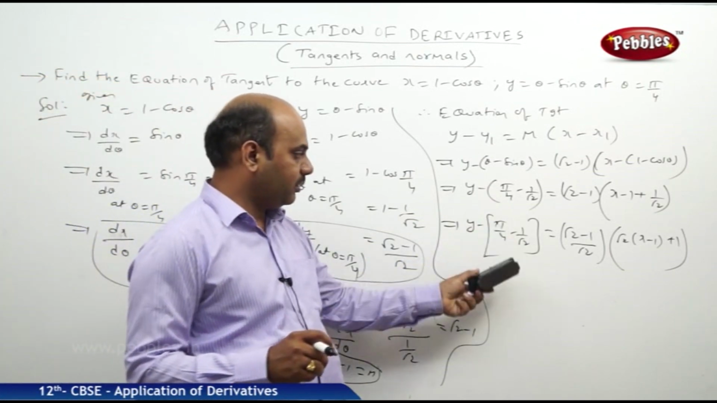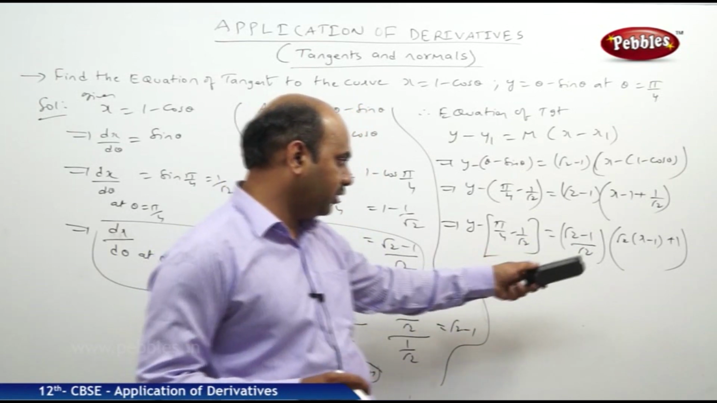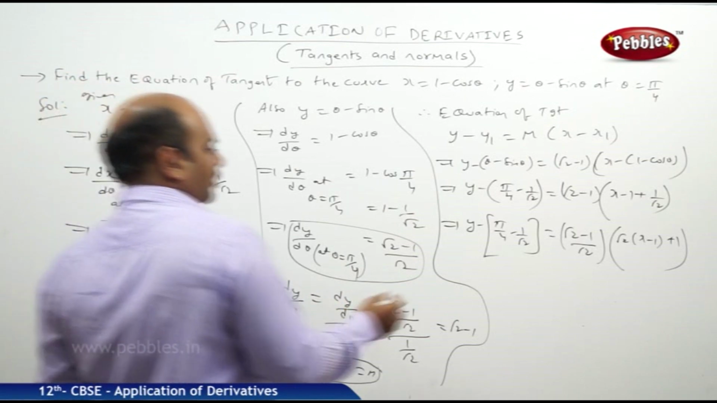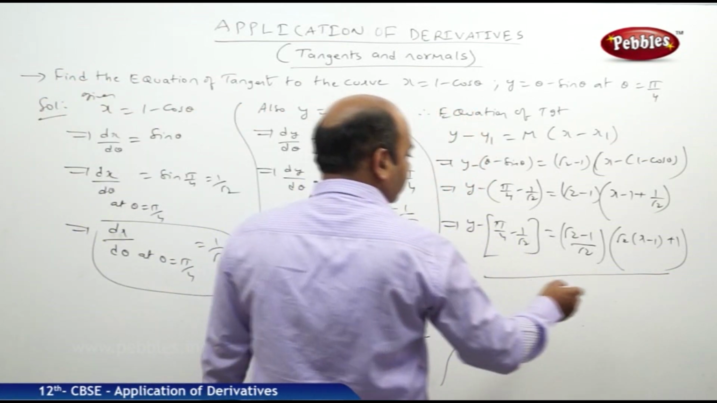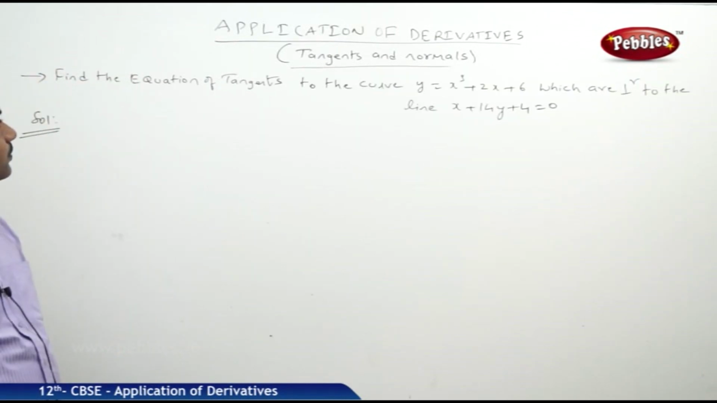y minus pi by 4 minus 1 by root 2 is equal to root 2 minus 1 by root 2 into root 2 into x minus 1 plus 1. Right? With this we can stop the problem. No need to do any kind of manipulations. Please copy. Now we are going to see another problem.